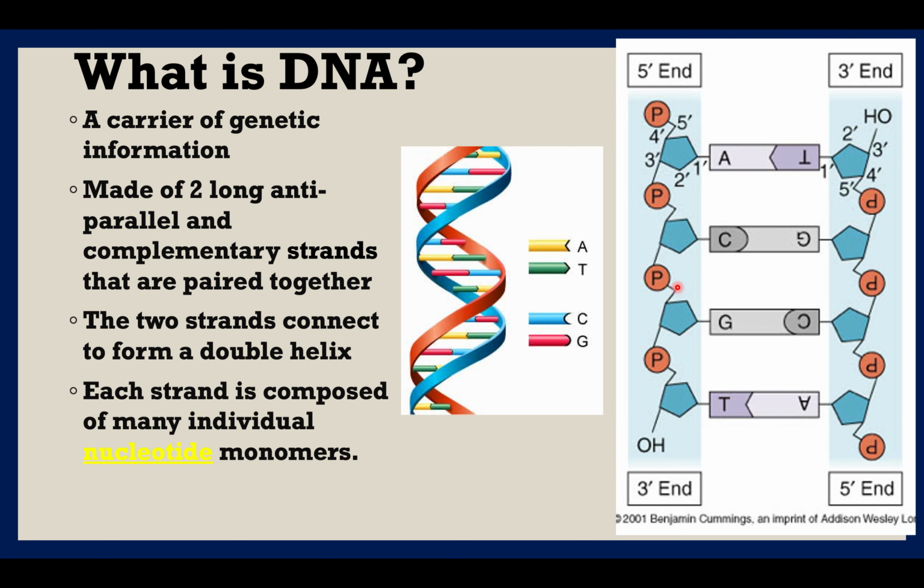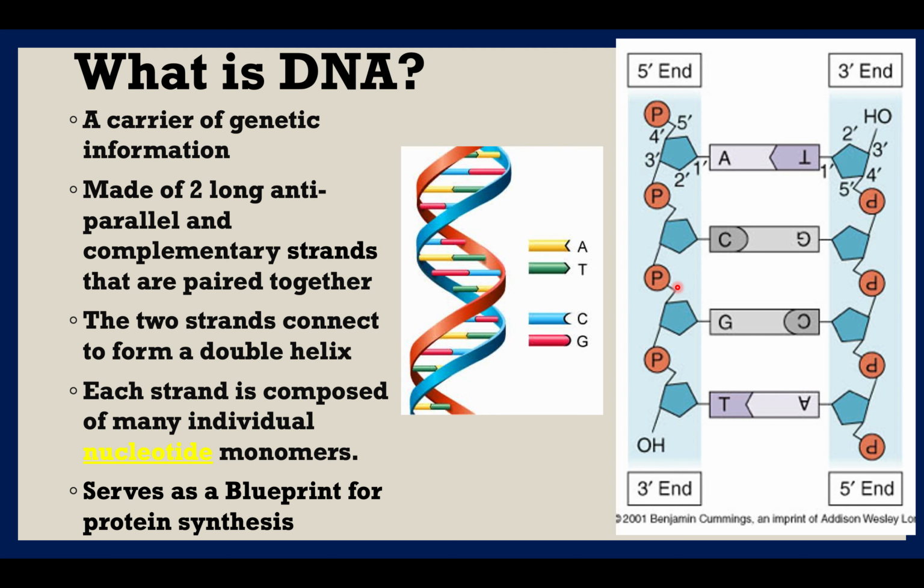Each strand is composed of many individual nucleotide monomers. A monomer is only a single piece that makes the DNA strand. If you call it a polymer, then you have many monomers, if you will. That is all that means. And this serves as the blueprint for protein synthesis.